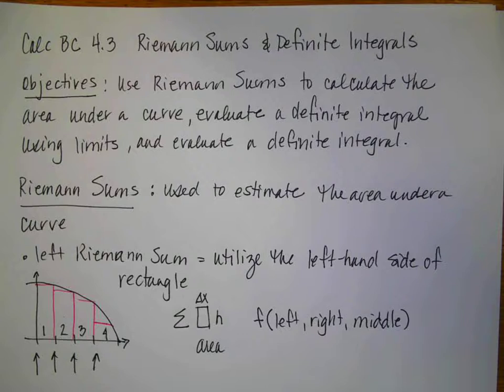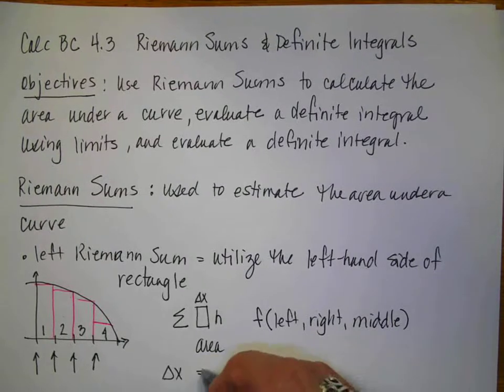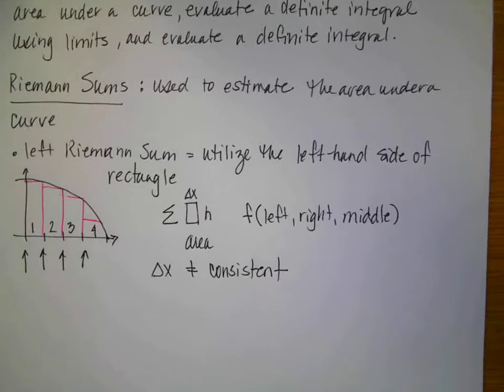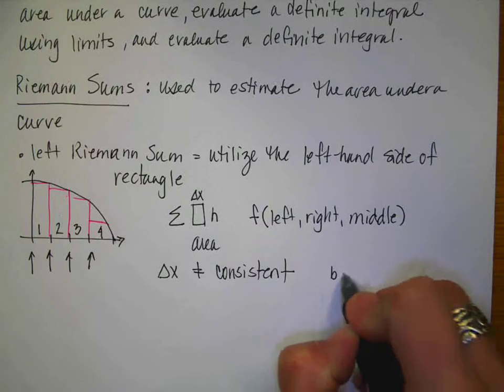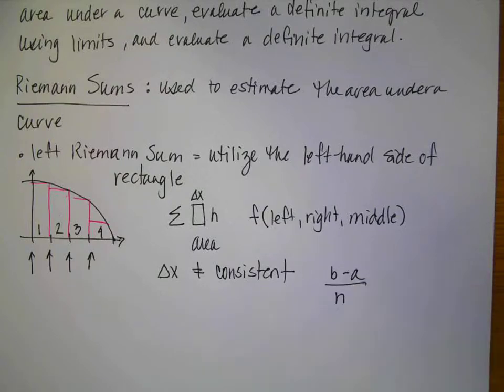The other thing that's important to remember is that delta x does not have to be consistent. So it kind of depends on the nature of the problem. If they tell you that they want all of the delta x's to be the same, then you would do b minus a, your endpoints, and you would divide it by the number of subintervals.